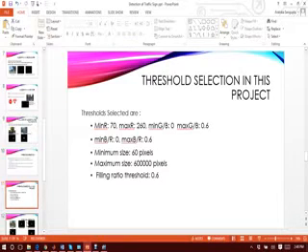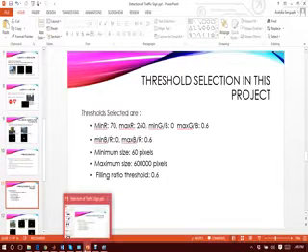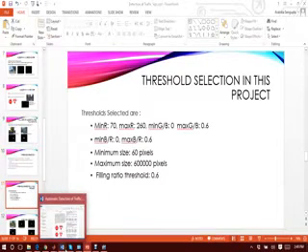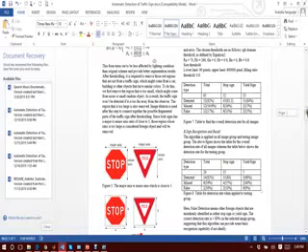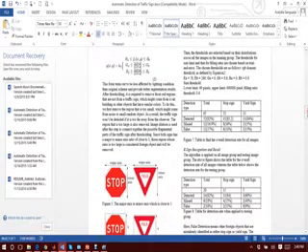For this project, the threshold selections are taken as follows: the minimum of the red component is 70 and the maximum is 260. The minimum of the green and blue are 0, whereas the maximum for green and blue are 0.6. The minimum size is taken as 60 pixels and the maximum as 60,000 pixels, with the filling ratio as 0.6.